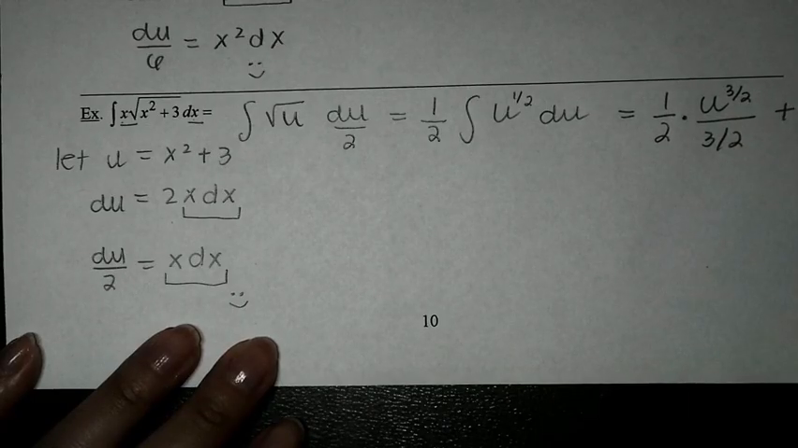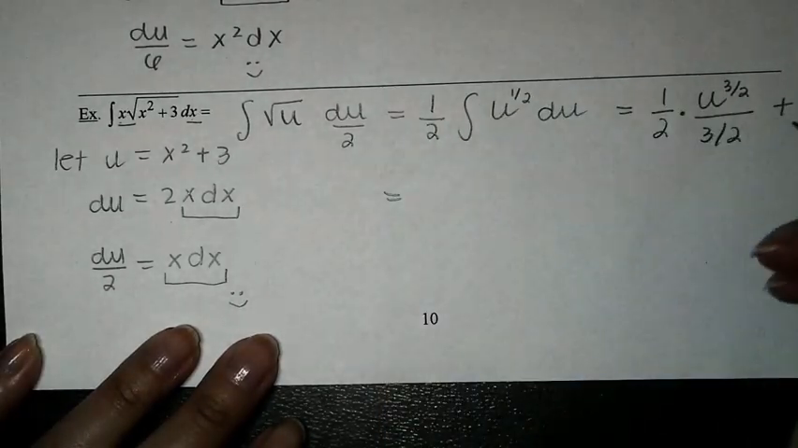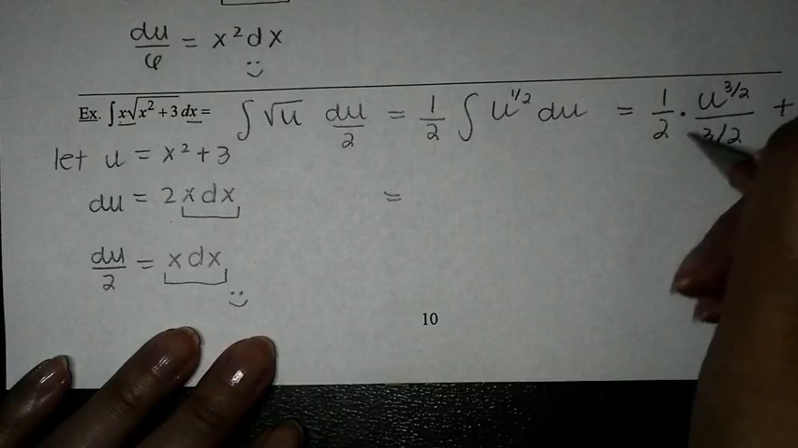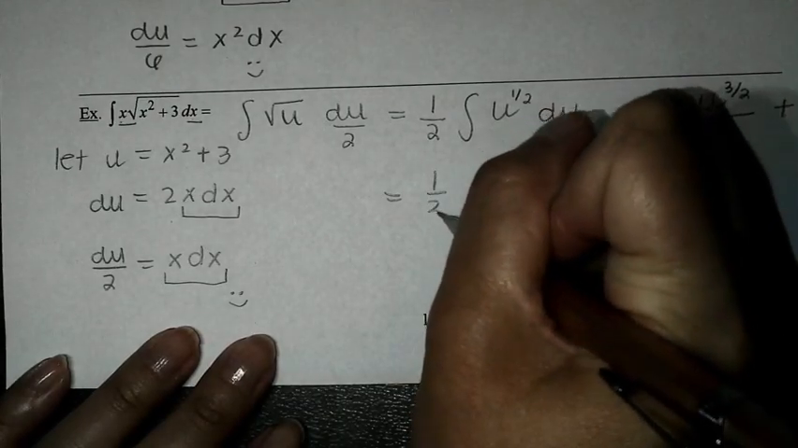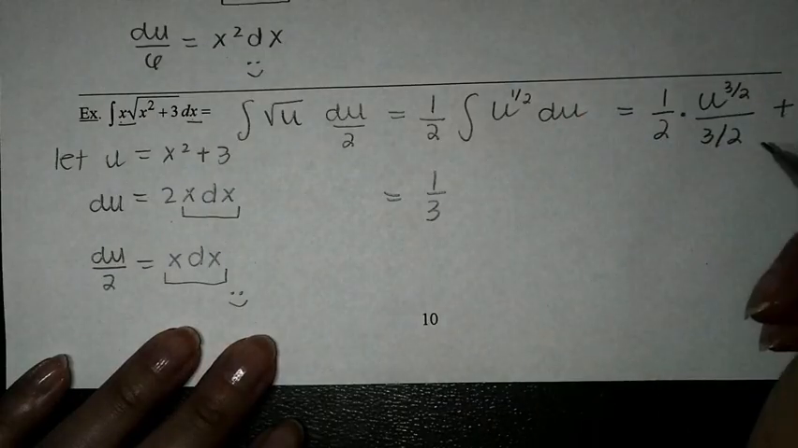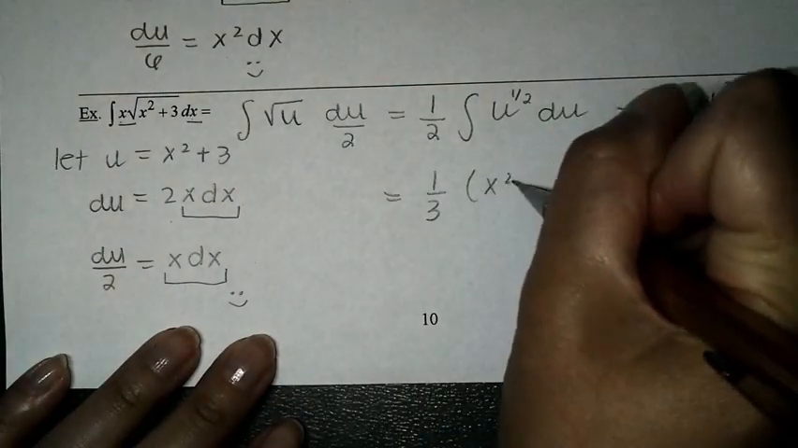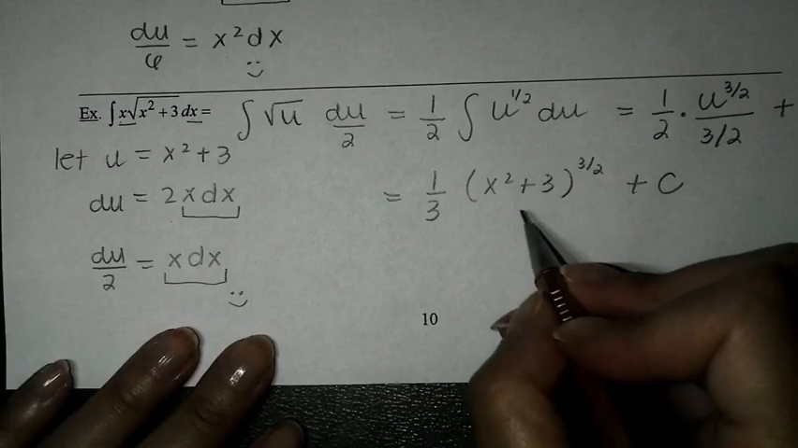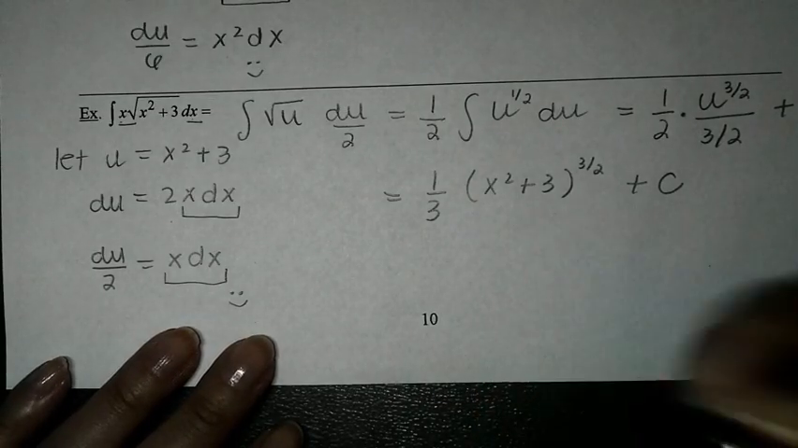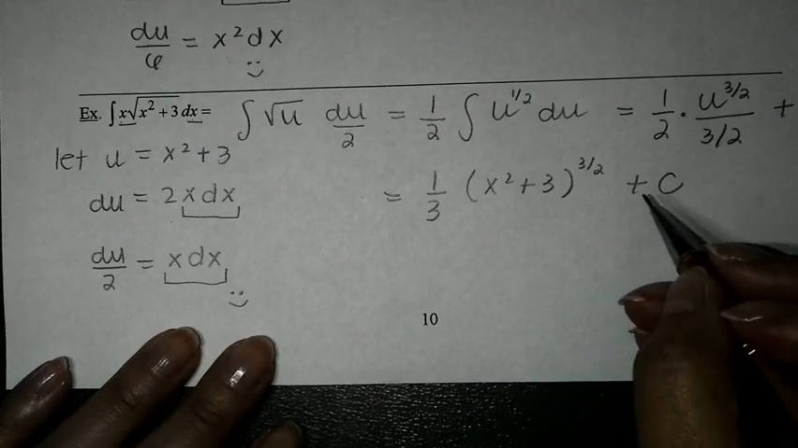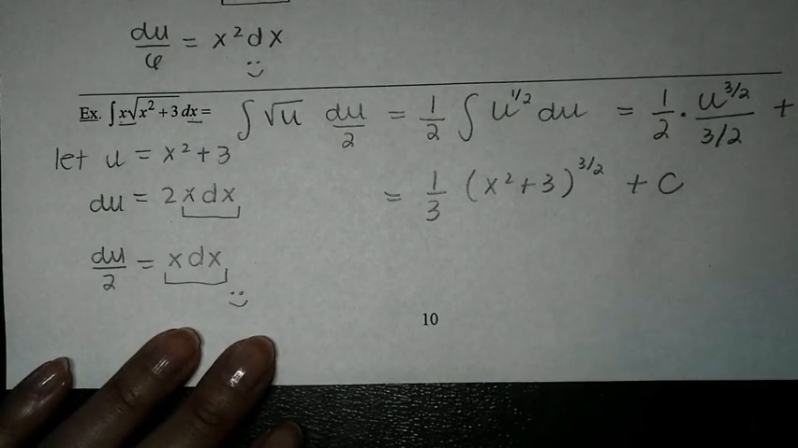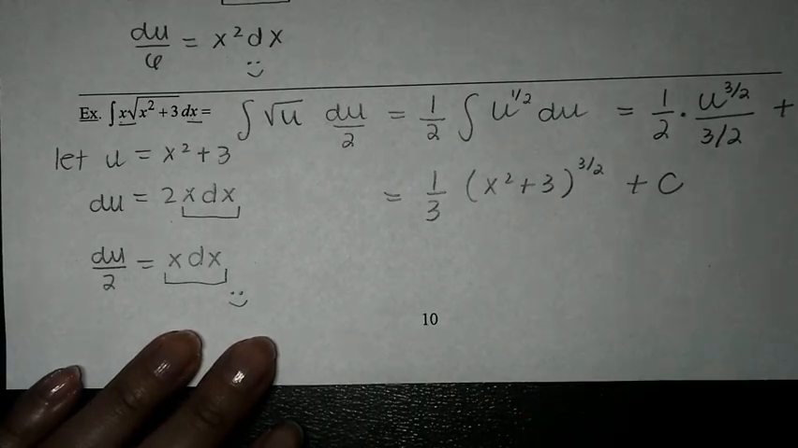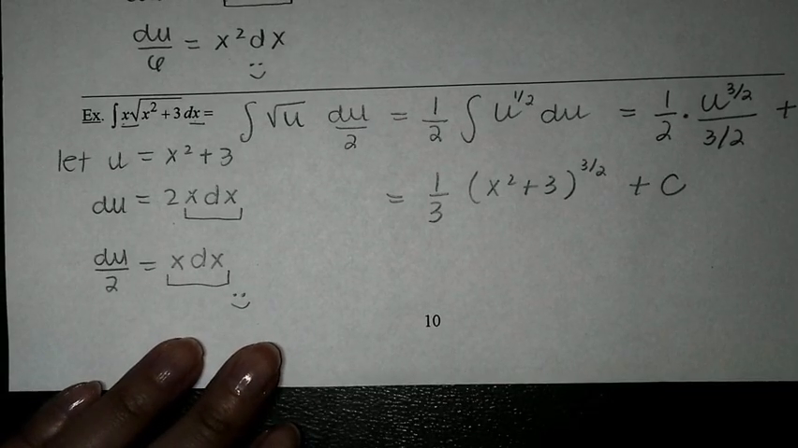Plus c. After that, when you do the sandwich rule or whatever multiplication rule you use to simplify this fraction, you have that it's 1/3, and then you have what? The u, it's not u, it's what? x squared plus 3 to the power of 3/2 plus c. Whether you change it to a radical form or to fractional exponents is up to you and the instructions. Here they don't tell you anything, so I'm just going to leave it like that. But if you want, you can always put it as a radical. Okay, so let's do more examples on the next page.